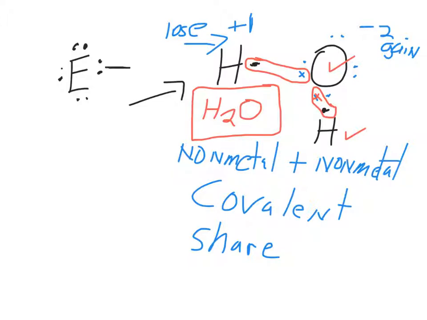It's so reactive because it only has that one electron. It's willing to share with anybody, even itself. That's how it becomes a diatomic molecule. Okay? Now, to break water apart is a lot harder. Okay, it's a lot easier to make water than it is to break it apart. So you have to use something like electrolysis to actually separate it.